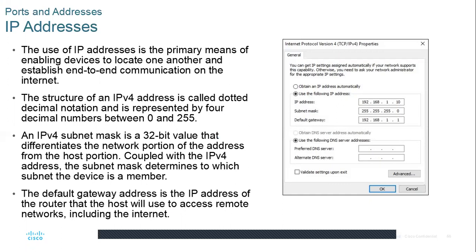So the use of IP addresses is the primary means of enabling devices to locate one another and establish end-to-end communication. The structure of an IP address is called dotted decimal notation. We're going to be doing some maths later on in the course. Each part is from 0 to 255. Understand that IP version 4 is 32 bits. IP version 6 is 128 bits. MAC address is another type of address, and it's always 48 bits. So this is what your IP version 4 address looks like: four units separated by dots, having 3 digits maximum.